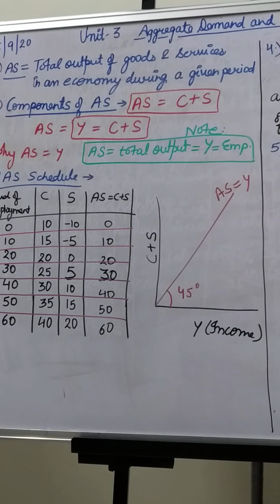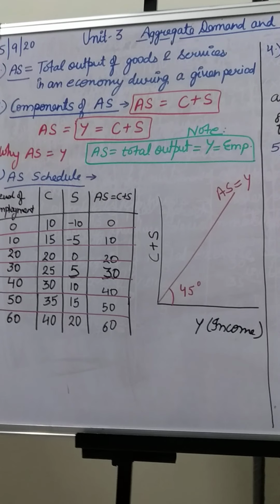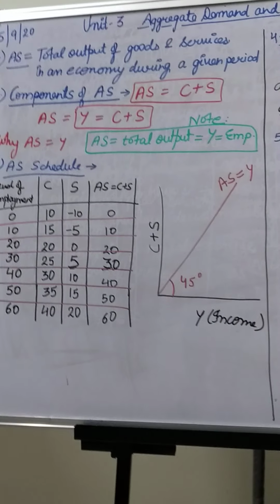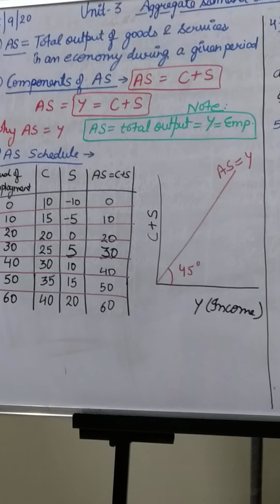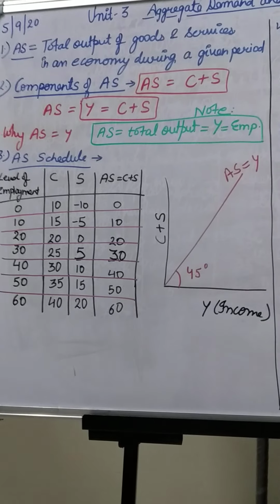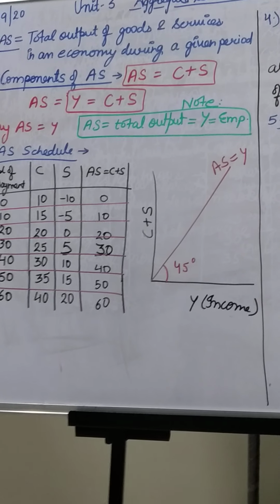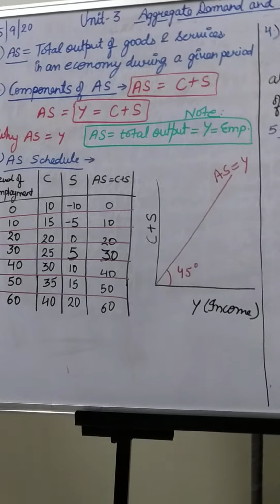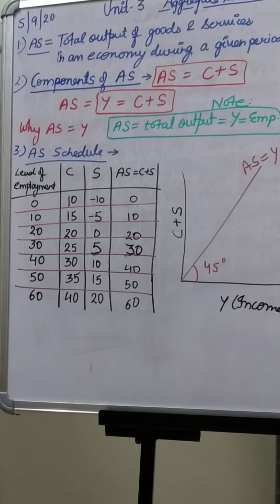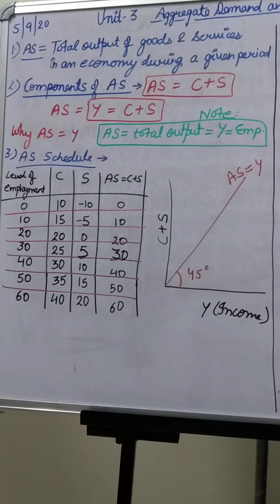What is the reason behind that? The AS curve or income line implies the total income, which is equal to the total expenditure and savings, and at all the points of the 45-degree line, consumption is equal to income. So this is your aggregate supply concept, schedule and diagram.